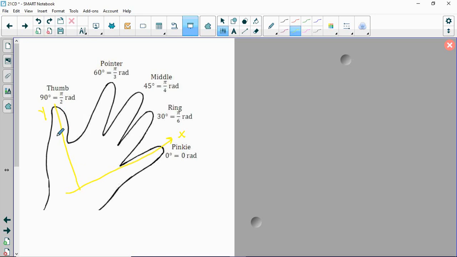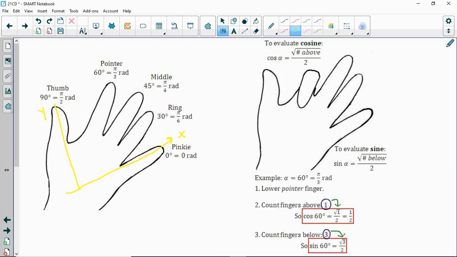So say we're talking about 60 degrees. Our pinky's the x-axis, that's 0, and then if we go up, that's 30, 45, 60. So we're going to take that finger and put it down. And the rule is that the cosine of that angle is going to be the square root of the number of fingers above this one, divided by 2. So how many fingers are above this one? Well, just 1. So we take the square root of 1 divided by 2, and that gets us 1/2, and that is the cosine of 60 degrees.